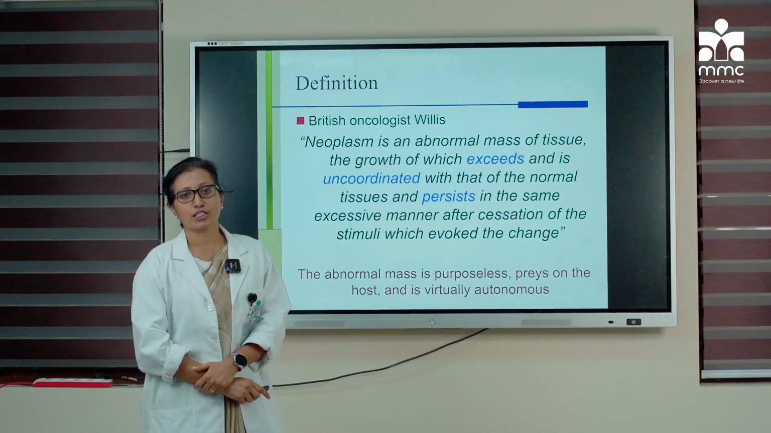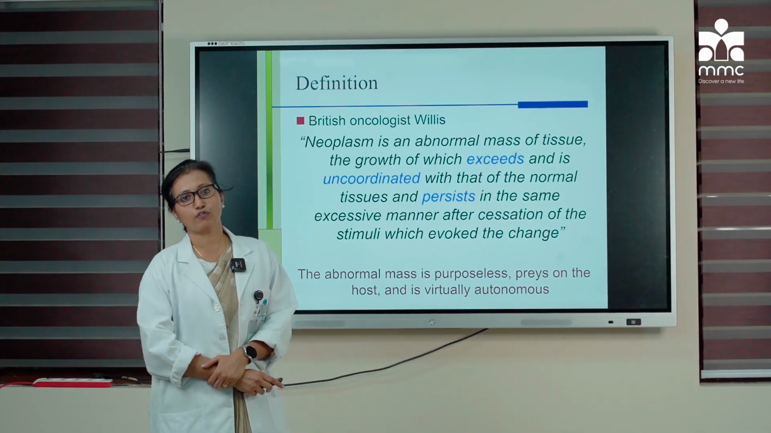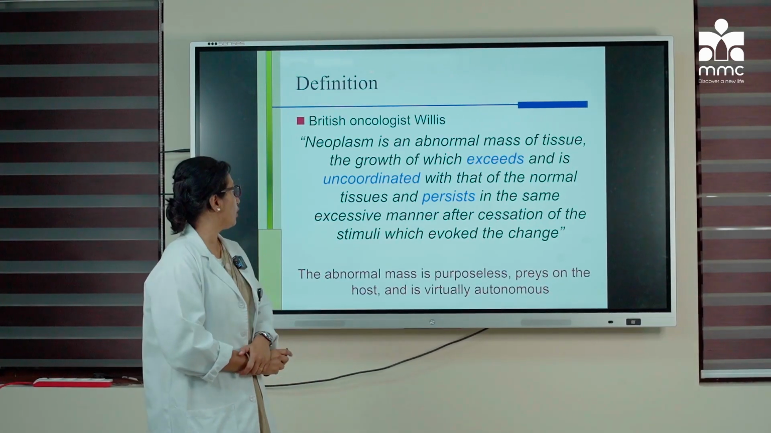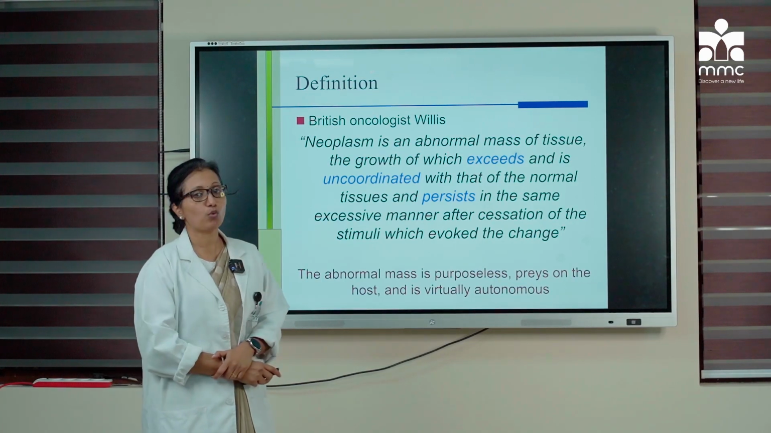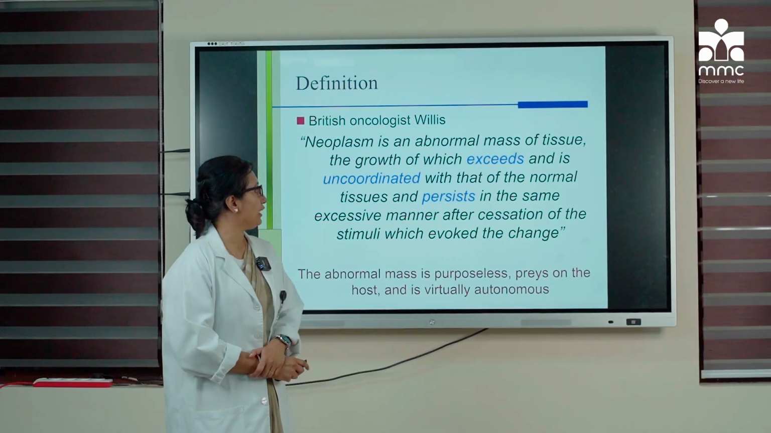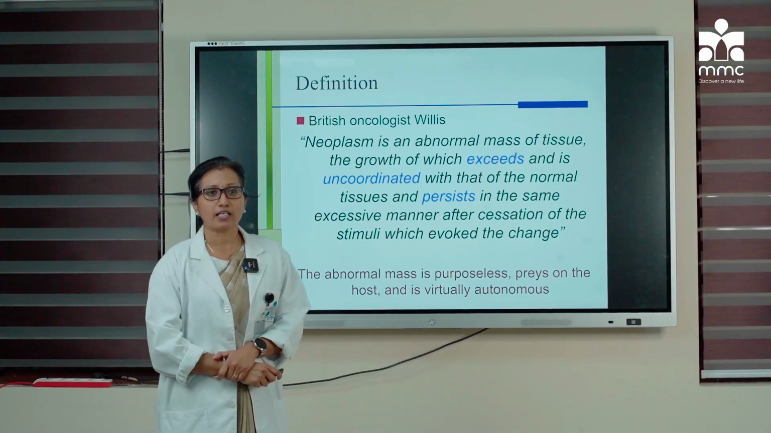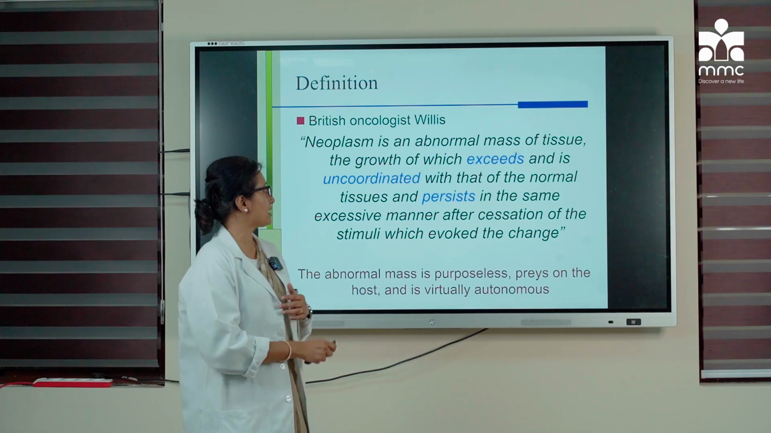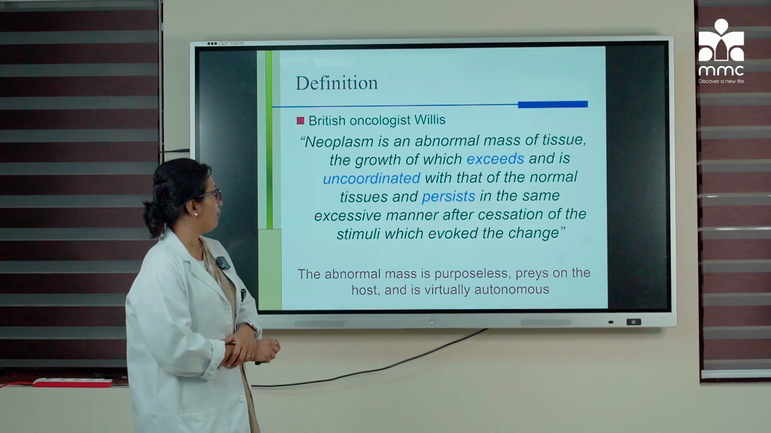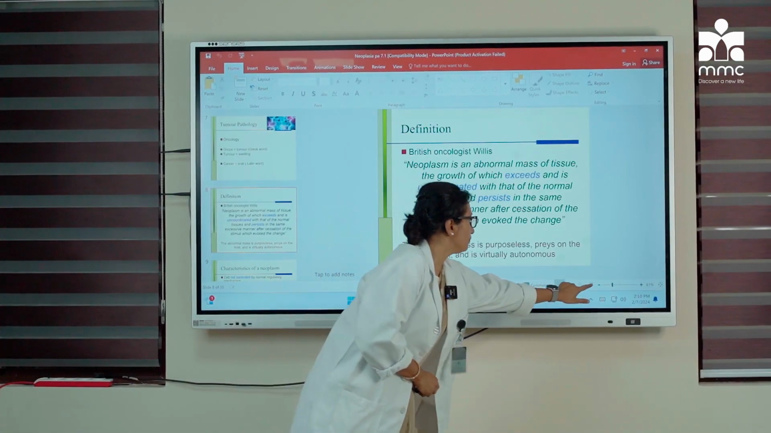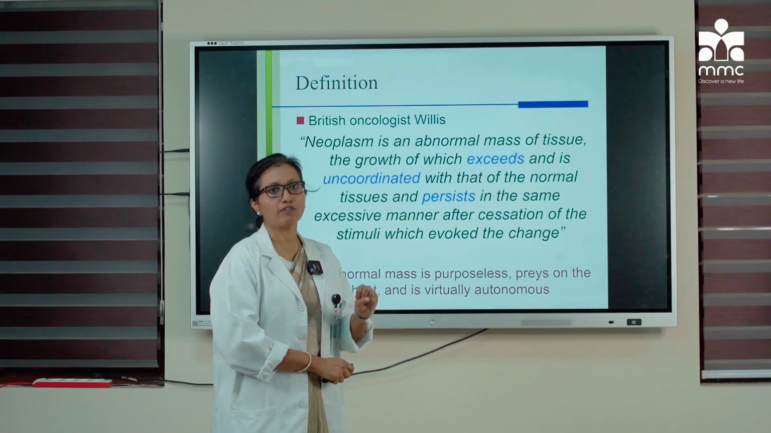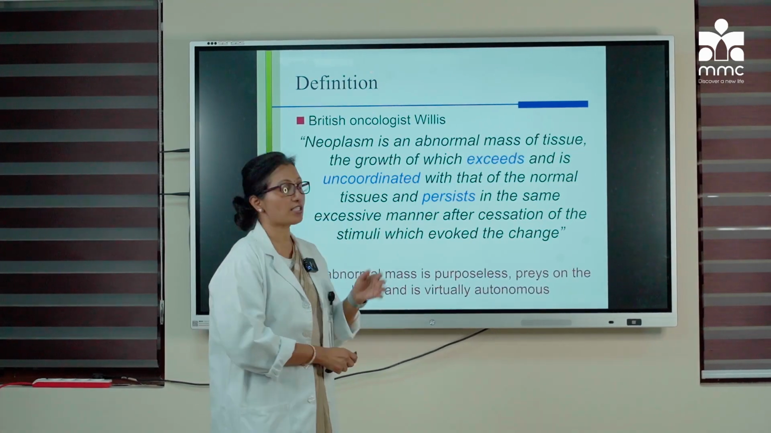Let's move on to the next SLO, the definition of neoplasia. According to Willis, neoplasia is an abnormal mass of tissue, the growth of which exceeds and is uncoordinated compared to that of normal tissue, and it persists in the same manner even if the stimuli which started the reaction are removed. The key words in the definition: exceeds, abnormal, uncoordinated, and excessive, which persists in the same manner even after you remove the stimulus which started the change.